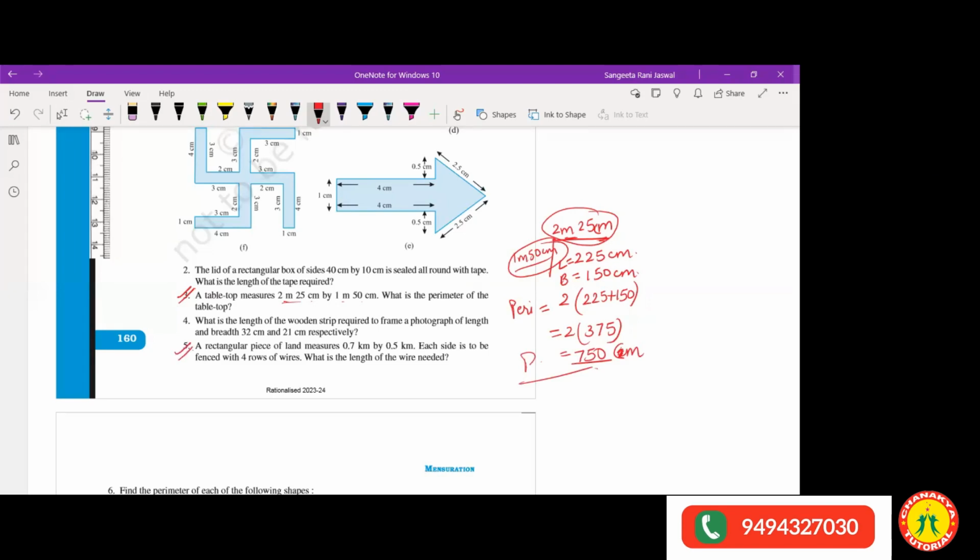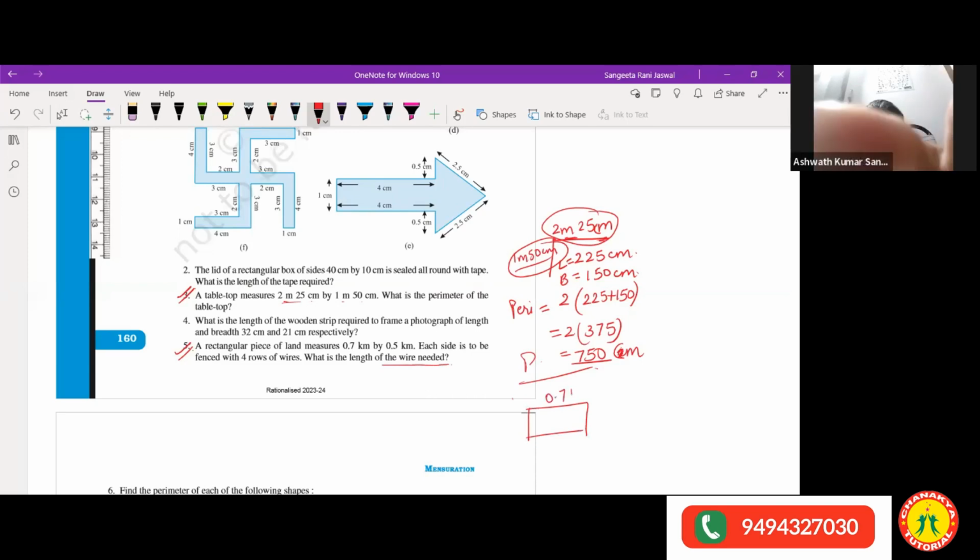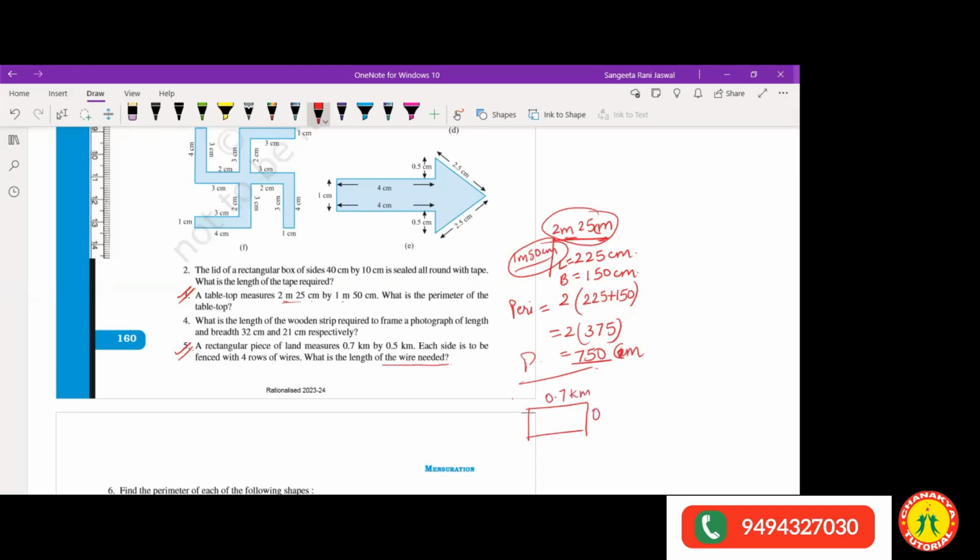This fifth one. A rectangular piece of land measures 0.7 kilometer by 0.5 kilometers. Each side is to be fenced with 4 rows of wire, or like 4 times wiring is to be done. What is the length of the wire needed? So how much wire is needed for that? That means for this rectangular piece, first we need to find the perimeter and then we need to multiply it with 4. Very good. So this is the length, this is the breadth. Please find out.